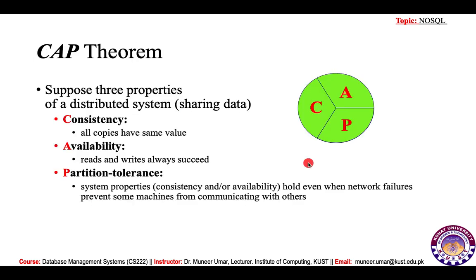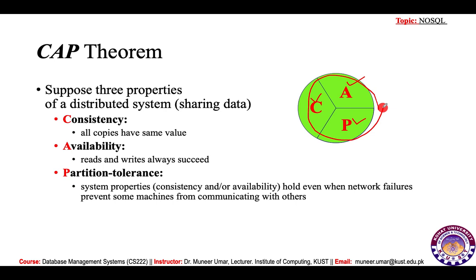Now we are starting with the CAP theorem. In distributed systems, there might be various properties, but here for the CAP theorem, we are supposing three major properties. These are consistency, availability, and partition tolerance. The CAP theorem is about these three major properties of distributed systems. The main focus is on databases, and we can say that in these distributed systems we are sharing data.